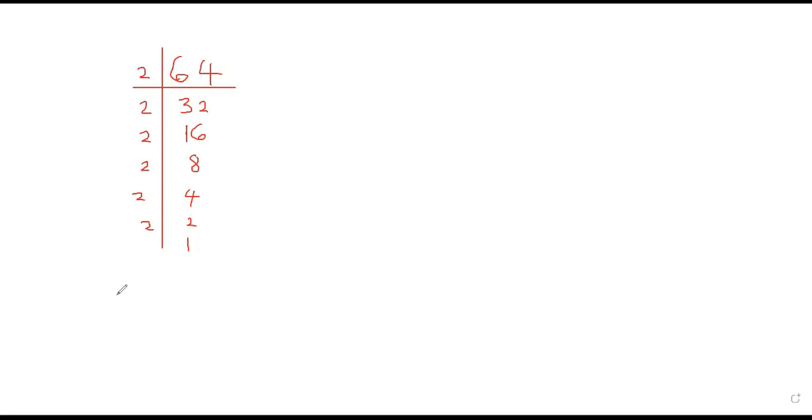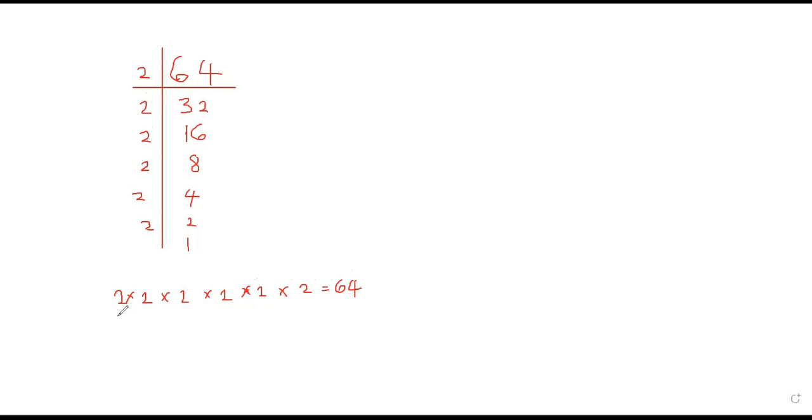So the prime factors of 64 are 2 times 2 times 2 times 2 times 2 times 2. Let's see: 1, 2, 3, 4, 5, 6. So there are six 2s. This gives you 64. So these are the prime factors of 64.